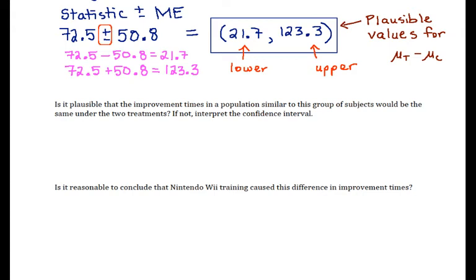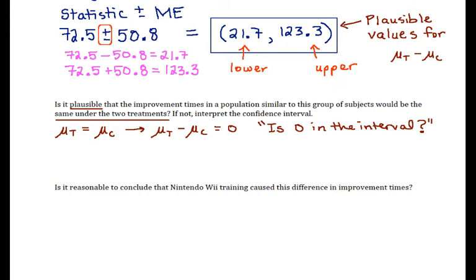So continuing with this idea of plausible values, we'll now go on to the next question. Is it plausible that improvement times would be the same under the two treatments? So what we're really asking here is, is it plausible that mu sub t is really equal to mu sub c? Well, if mu sub t were equal to mu sub c, then mu sub t minus mu sub c, which is what we have a confidence interval for, would equal 0. So this question is equivalent to asking, is 0 in the confidence interval?